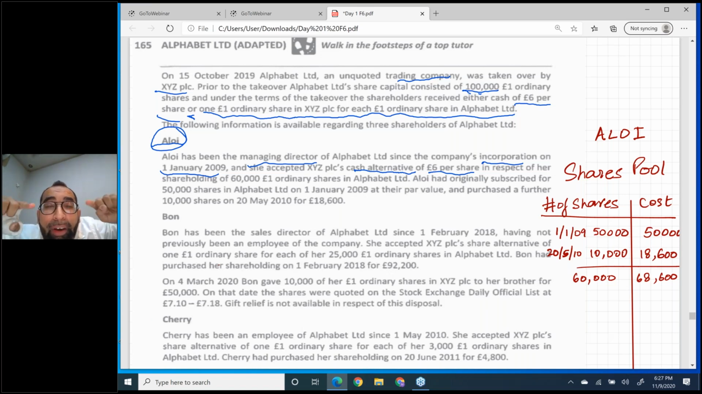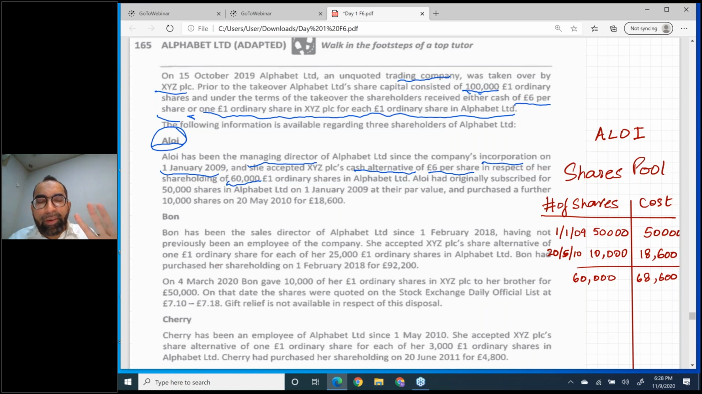So from Alloy's point of view, this transaction is a disposal of shares, in respect of her shareholding of 60,000 ordinary shares. Very good. What does it mean? The total number of shares issued by Alphabetic Limited is 100,000, and this lady had 60,000. That means the holding is 60%, which is greater than 5%.